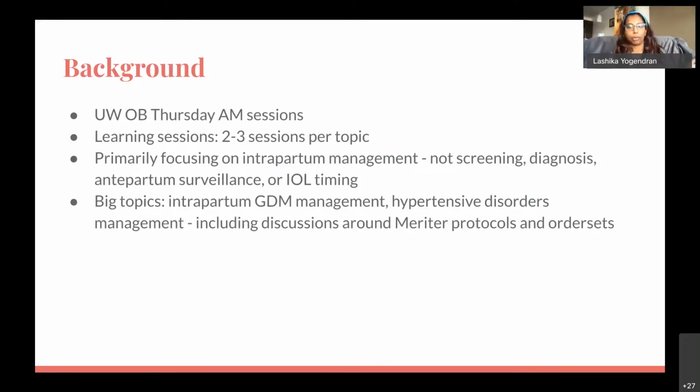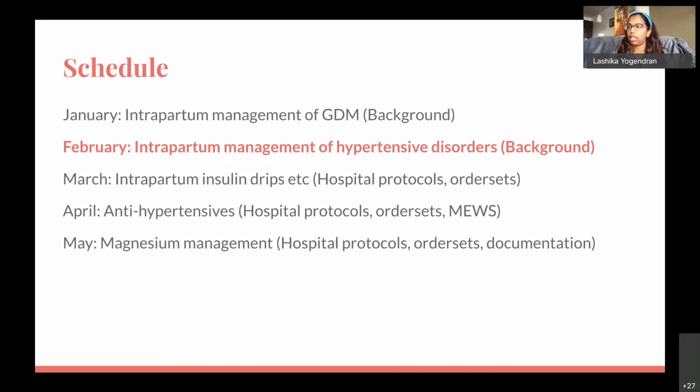I feel like we all have a pretty good grasp of the screening, diagnosis, antepartum management, and induction timing. Like we highlighted last time, we're talking about intrapartum GDM management, hypertensive disorders management, and in later discussions, we'll talk about the Meritor protocols and order sets specifically.